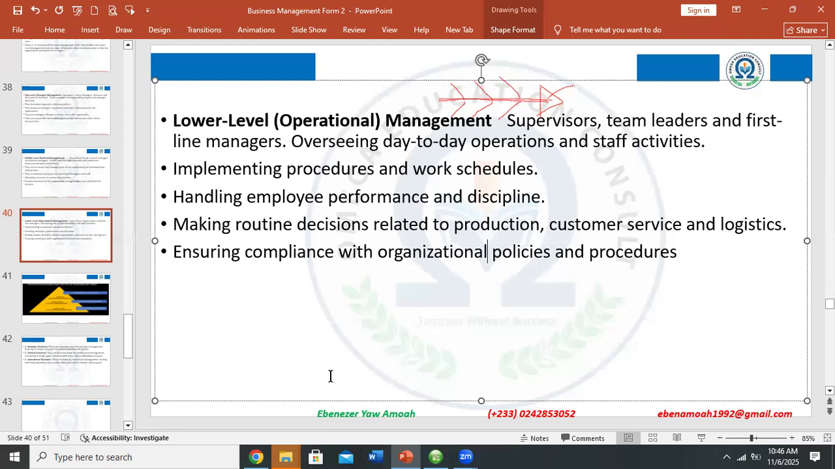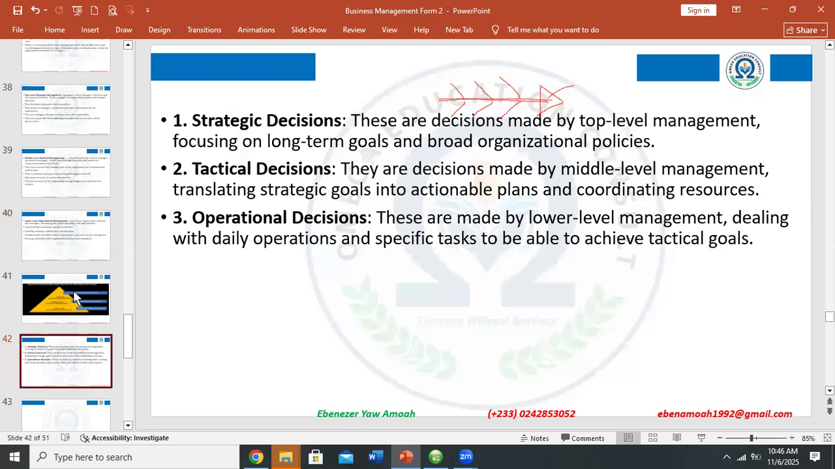That's why we say the lower level managers are operational managers, because they see to the day-to-day operations or activities. So that's the bit about these levels and the kind of decisions they take. So the top level takes strategic, the middle level takes tactical, and the lower level takes what? Operational decisions. Please, professors, any question?